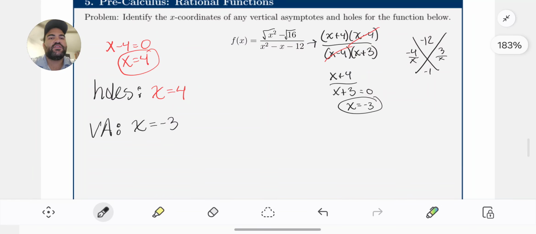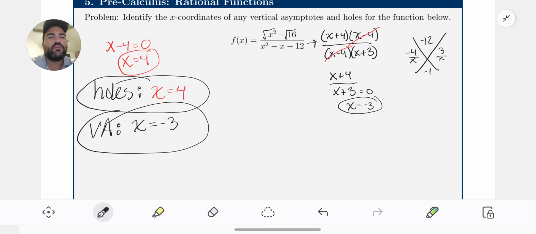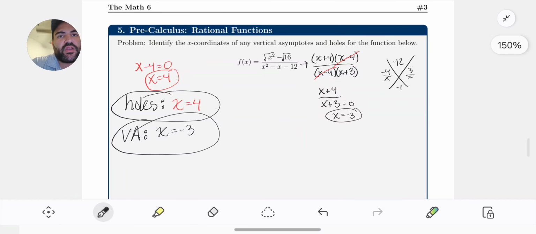And that's it. These are both the answers. Let me make sure I answer what they wanted. Identify the x-coordinate of any vertical asymptotes and holes. Done. Very good.